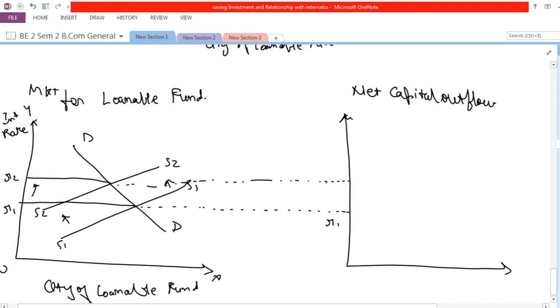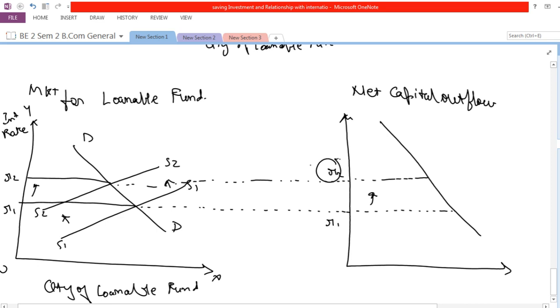So here we have R1 and here we have R2. Here the outflows would have a negative effect on it. Why? Because when the interest rates are pushed up, people prefer to invest in the domestic economy only, because they are getting a higher interest rate by taking a lesser risk.